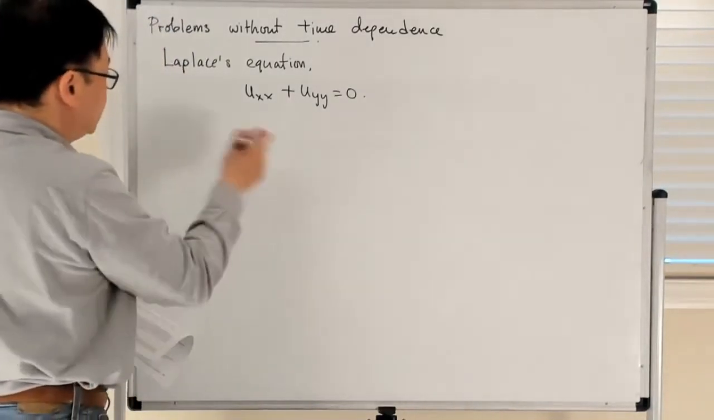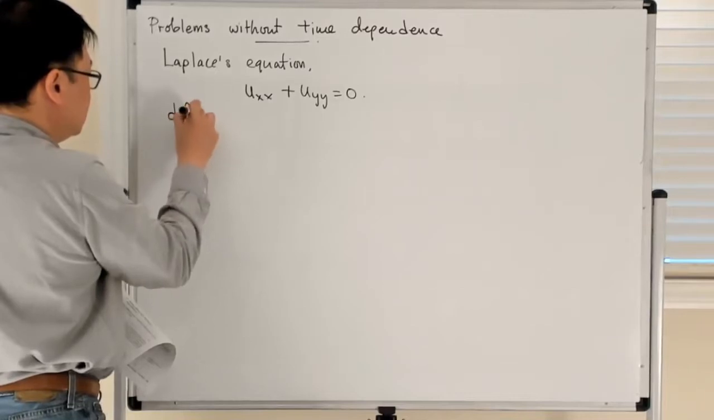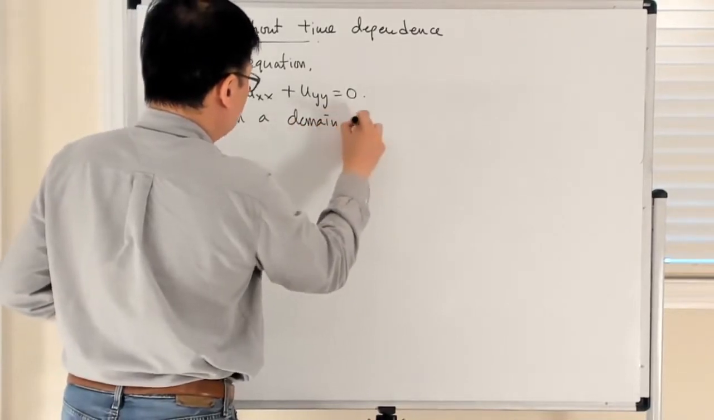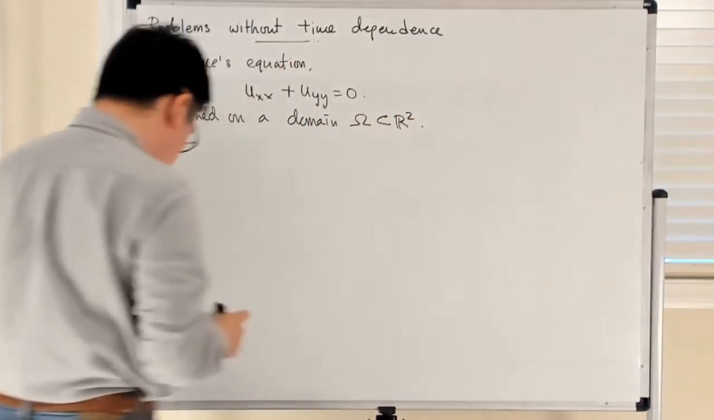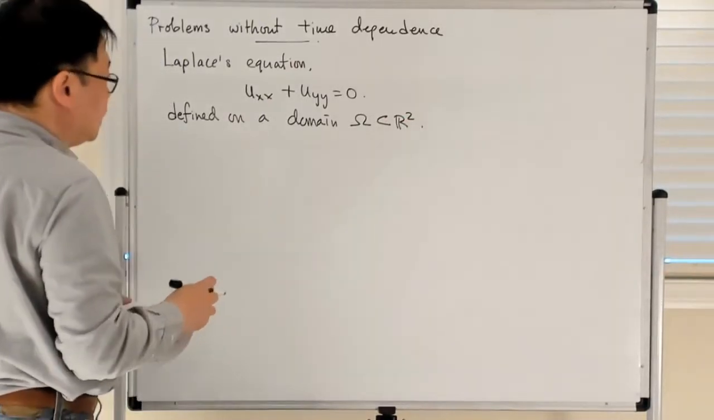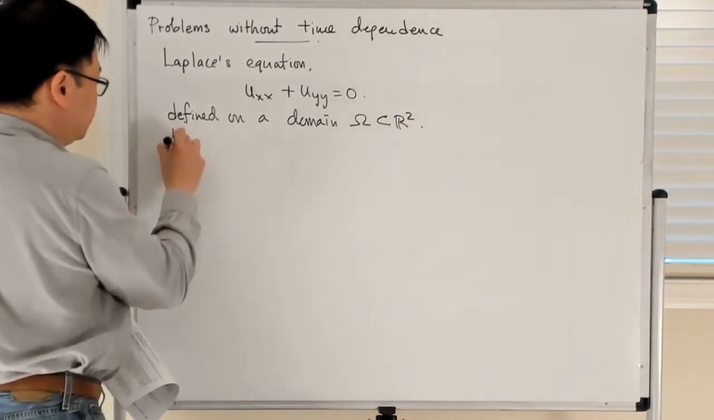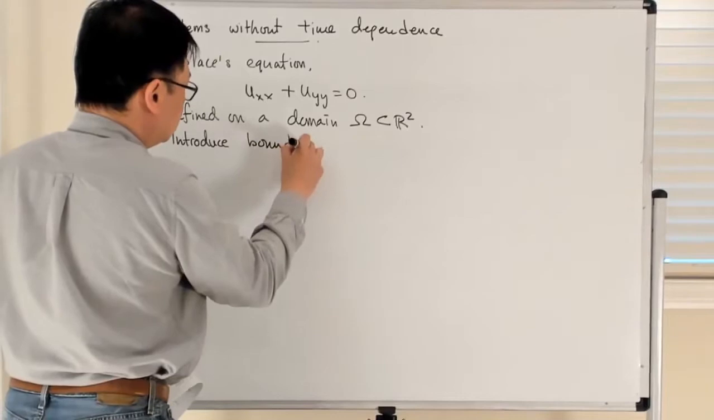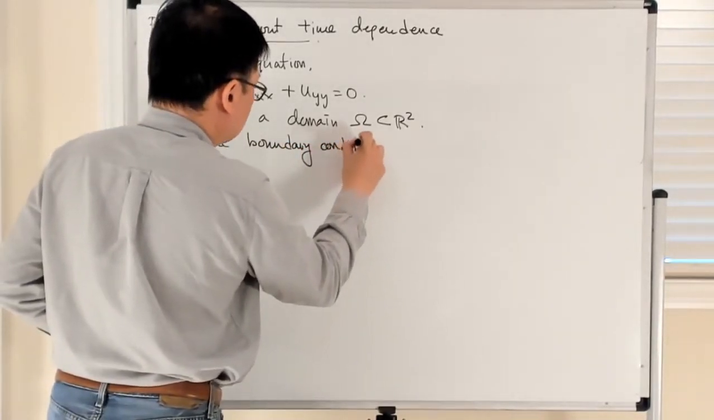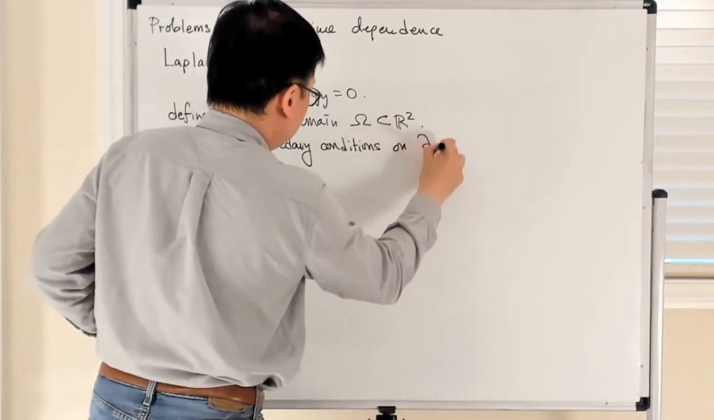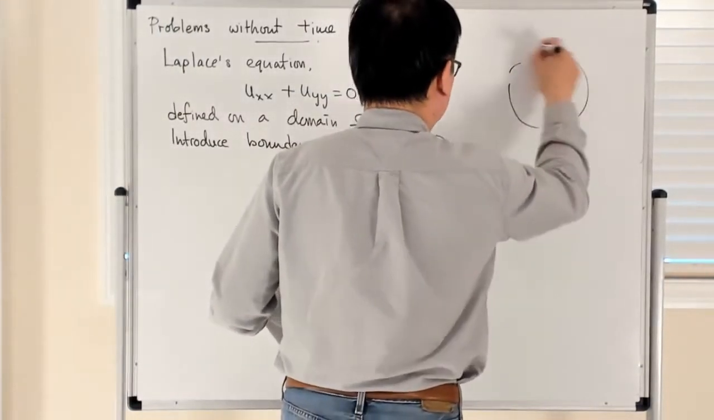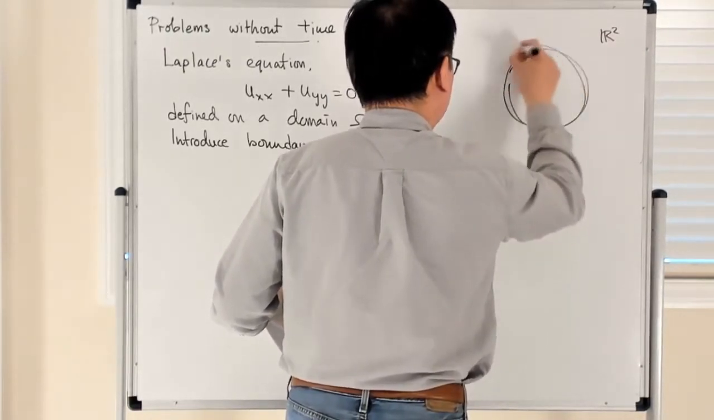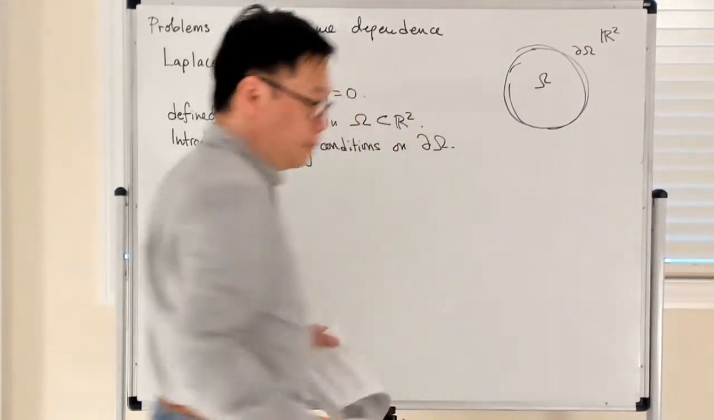And so this is defined on a domain omega, which is contained in R2. And then what happens is that usually you introduce boundary conditions on the boundary of omega. So you have a region omega, which is contained in R2, and then you specify the values on the boundary of omega.